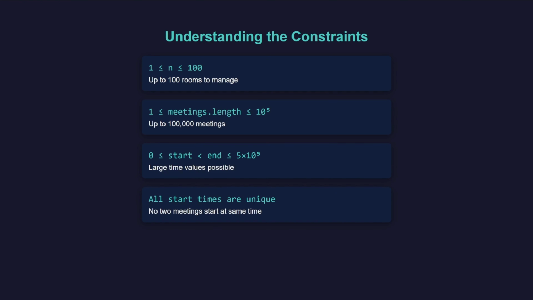First, we can have between 1 and 100 rooms. This tells us that n is relatively small, so operations that are O(n) are acceptable. Second, we can have up to 100,000 meetings. This is a large number, so we need efficient algorithms. Anything O(m squared) or worse might be too slow. Third, the time values can be as large as 500,000. This is important because it means we need to be careful about integer overflow when calculating delayed meeting times. Fourth, all start times are unique.